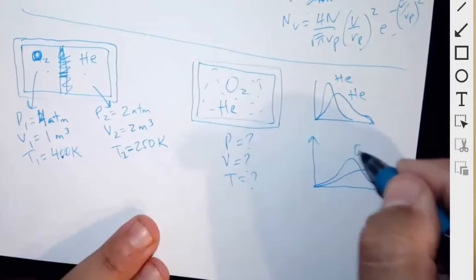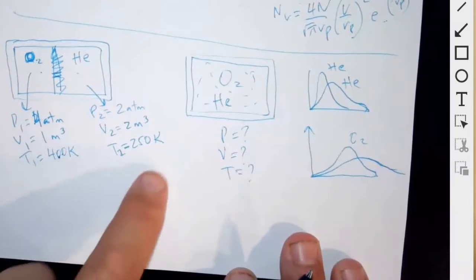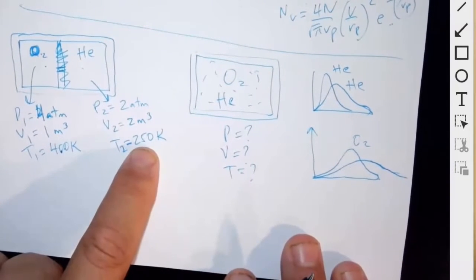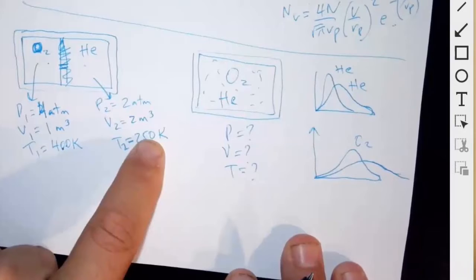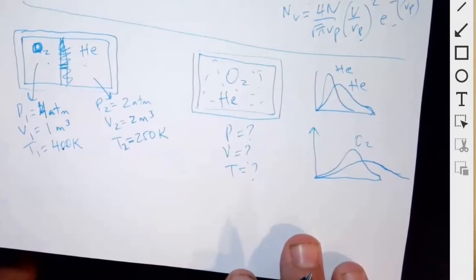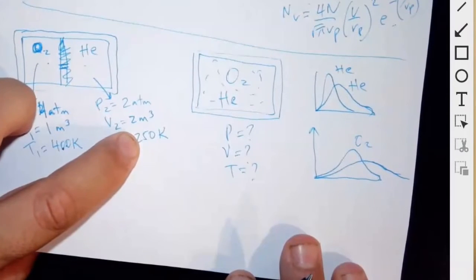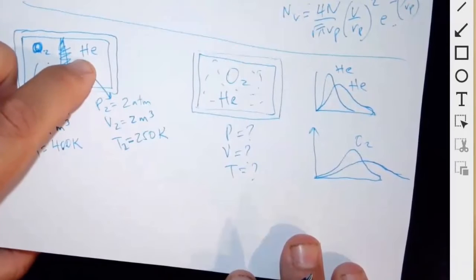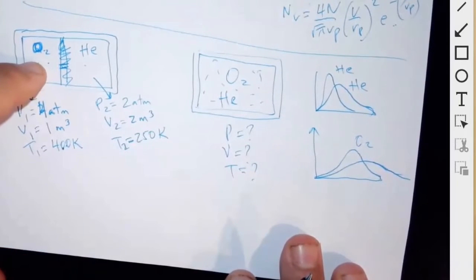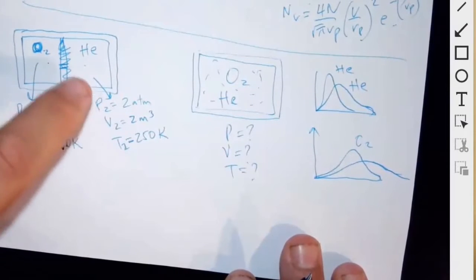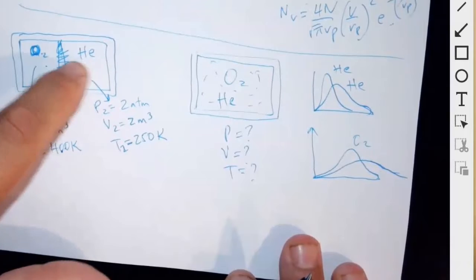So I'm expecting the final temperature to be between the two. It can't be anything else. It has to be between 400 and 250 Kelvin. Now, which one is it closer to? Is it closer to the 400 Kelvin or the 250? That depends on how many moles of helium I have and how many moles of oxygen I have.